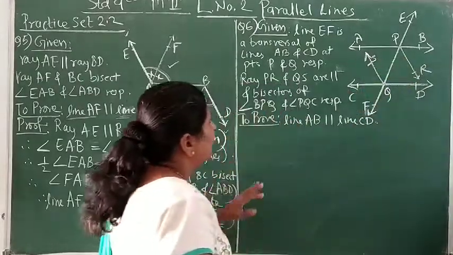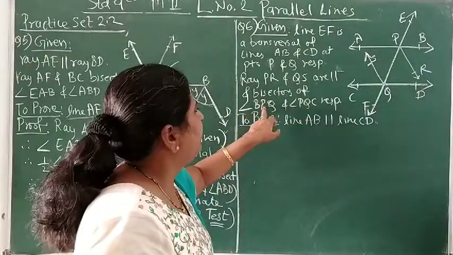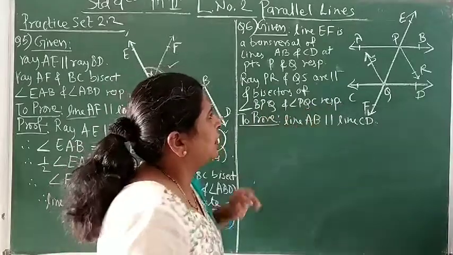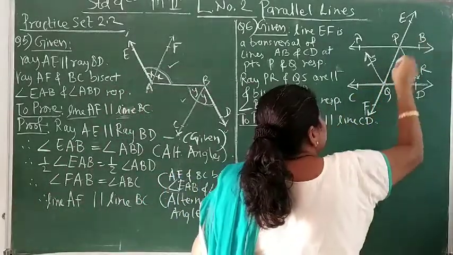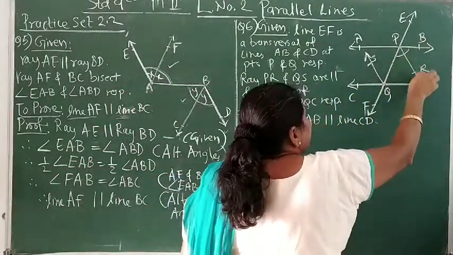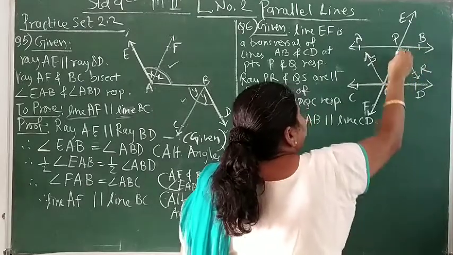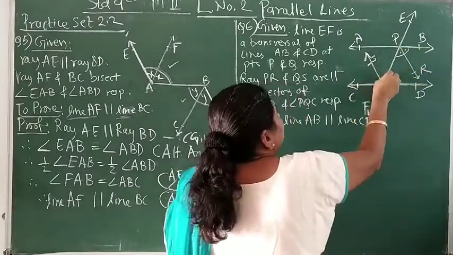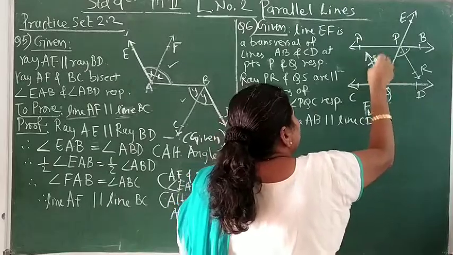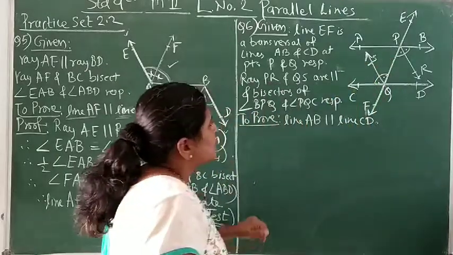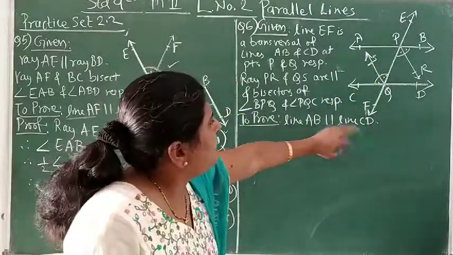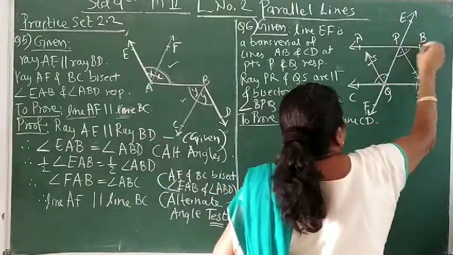This is given parallel, and they are bisectors of angle BPQ and PQC respectively. Where is BPQ? This is BPQ, this angle. This is the bisector of this, and PQC is the other angle. These are the bisectors. So we have to prove now that line AB is parallel to CD.